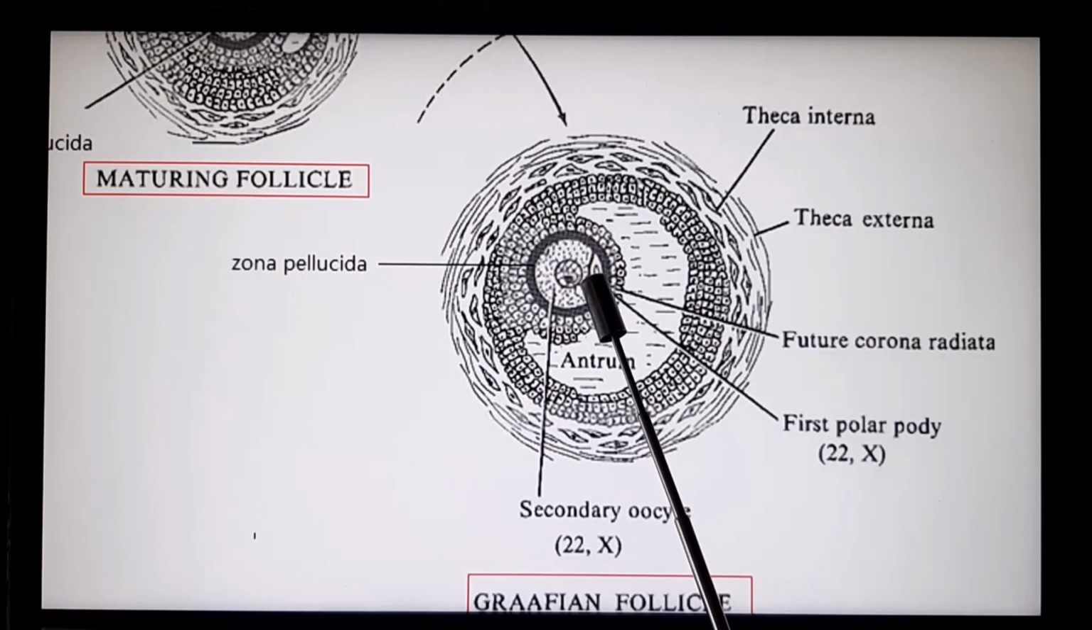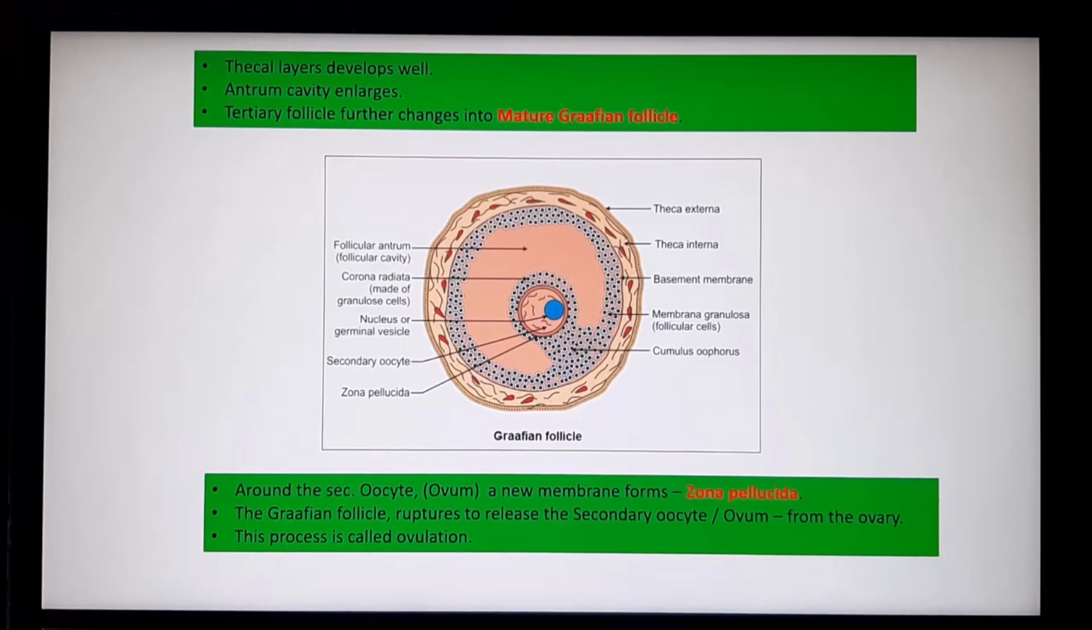First polar body there inside it. Again the development continues. The thecal layers develop well. The antrum cavity enlarges. The thecal layer develops well, and the tertiary follicle undergoes further changes and becomes a mature Graafian follicle.